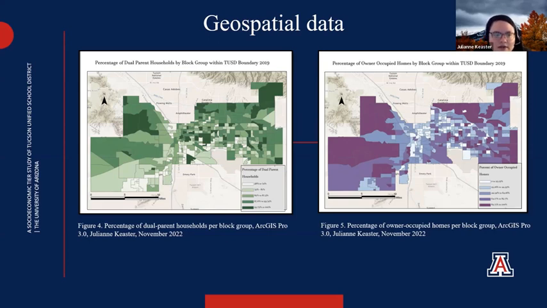So you can see the darkest green in certain areas of the TUSD attendance boundary have quite a big percentage of dual parent households. Figure 5 is the percentage of owner occupied homes per block group. Again, the dark colors represent the higher percentage of owner occupied homes per block group. Sorry about that.